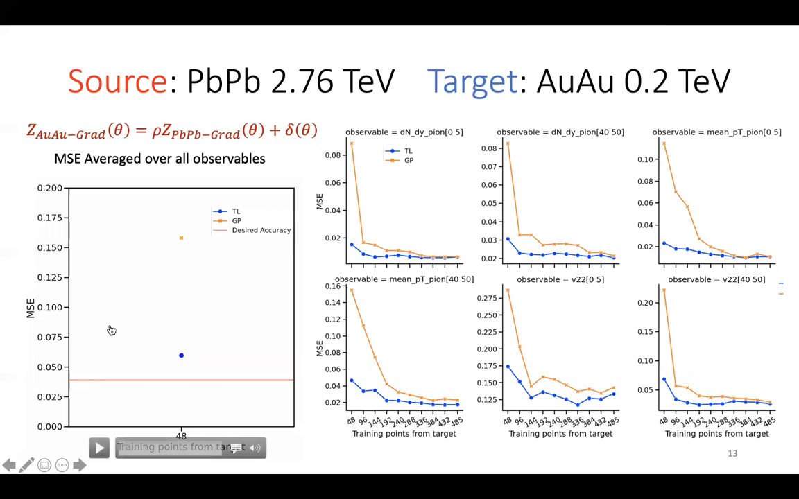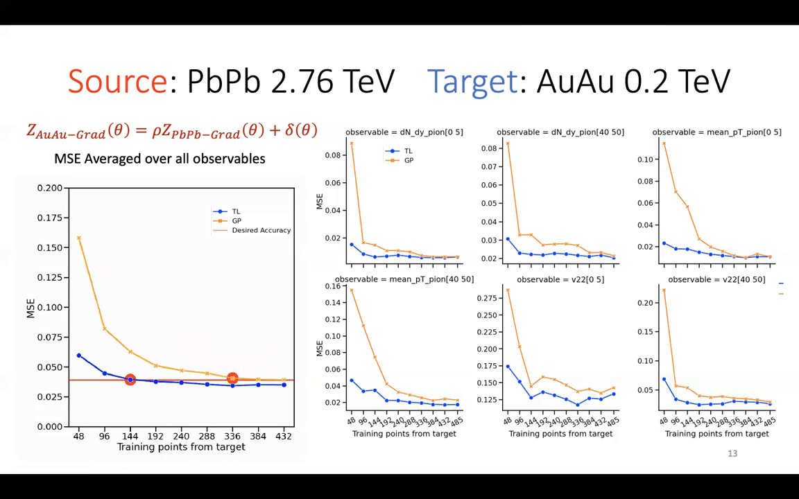So let me show you this plot where I have averaged this emulator accuracy over all of these observables. As you can see clearly, the transfer learning method, which is in this blue color, has a smaller mean squared error. So the emulators are very accurate, even with a smaller sample size, and it quickly reaches the desired accuracy that we want, while the Gaussian process emulators take many more samples to reach the same accuracy. And this shows how effective the transfer learning methods can be.